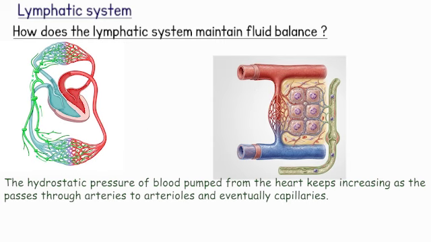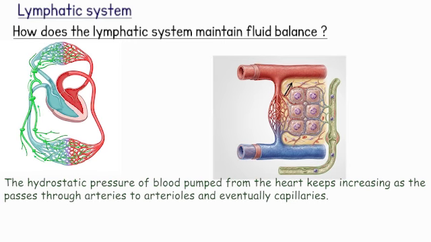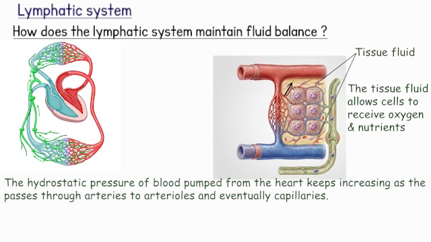And therefore this high pressure of blood actually forces the plasma, which is the fluid part of blood, and other small molecules such as nutrients, these include glucose and amino acids and oxygen, to pass through the walls of the capillaries into the intercellular space, forming what is known as tissue fluid. And this tissue fluid allows cells to receive oxygen and nutrients.